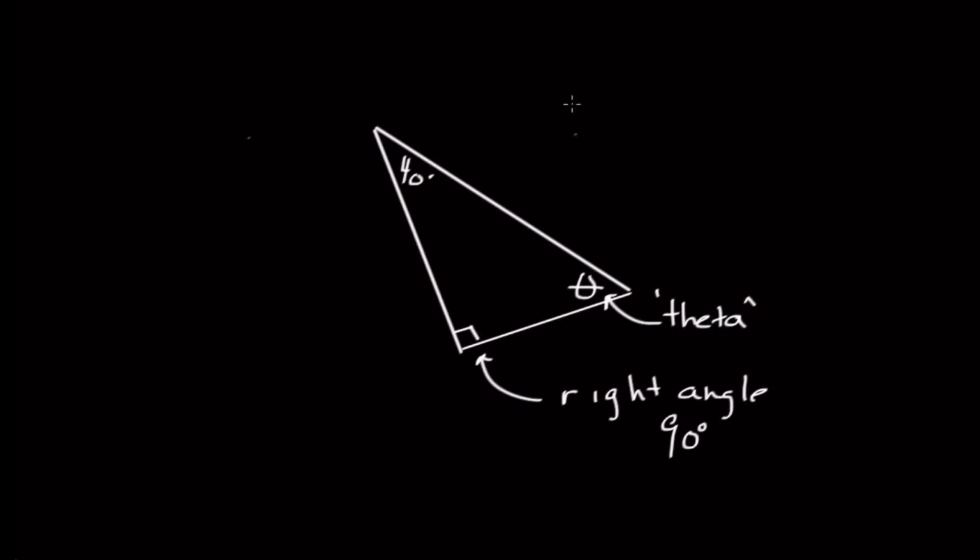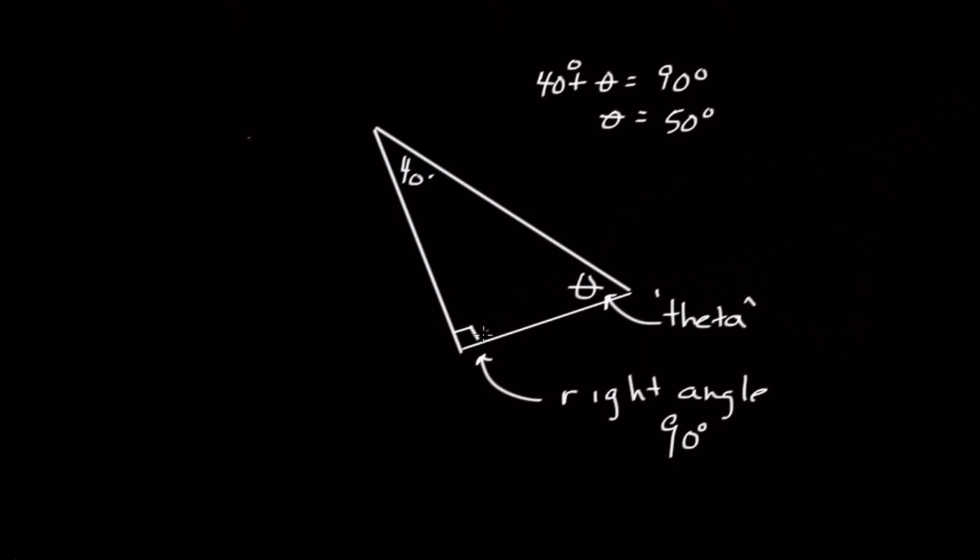You should know that the sum of the angles in a triangle is 180 degrees. Since this is a right triangle, that right angle is 90 degrees. So I've already got 90 of those 180 degrees taken care of. So the sum of these other two angles must be 90. So 40 plus theta equals 90, and that means my unknown angle is 50 degrees. So that's just a review.